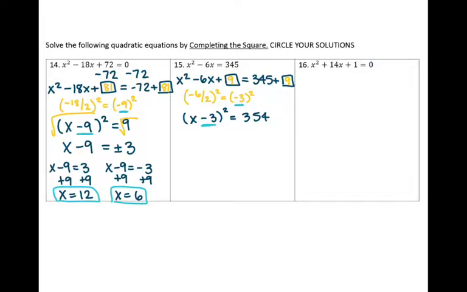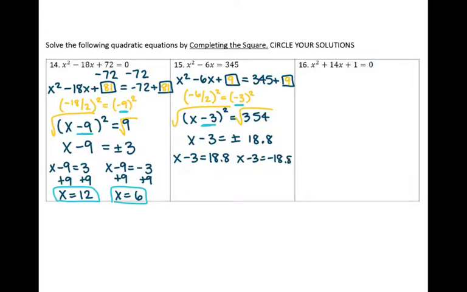Square root both sides. I have x minus 3 equals plus or minus. Most definitely need a calculator for this one. I don't know what the square root of 354 is off the top of my head. It's probably a decimal. Sure is. I'm going to go to one decimal place, so it is 18.8. I can go ahead and separate. So I have x minus 3 equals 18.8, and x minus 3 equals negative 18.8.